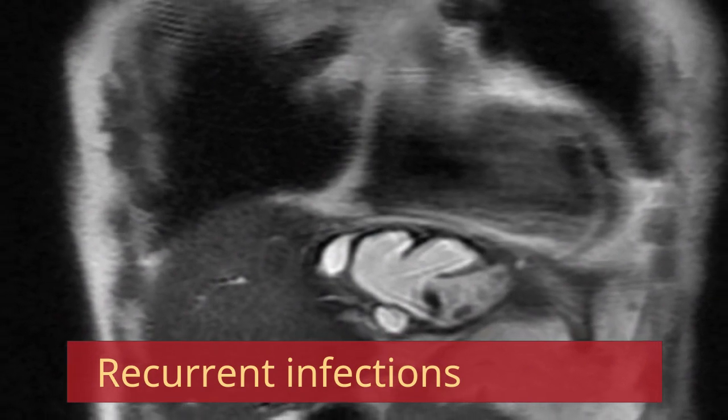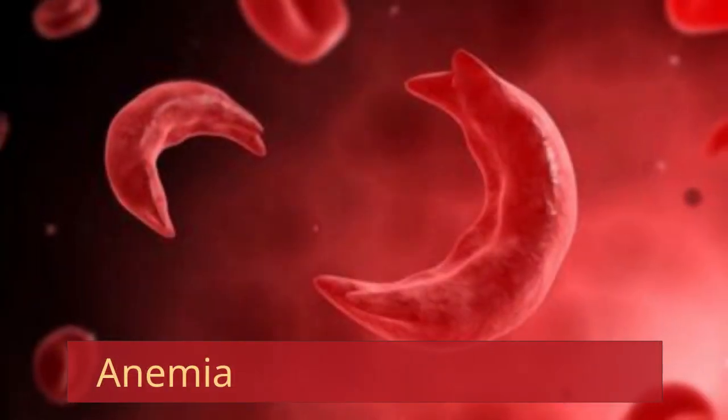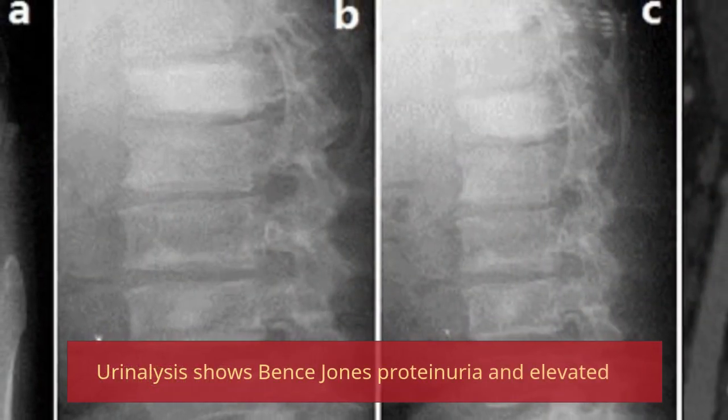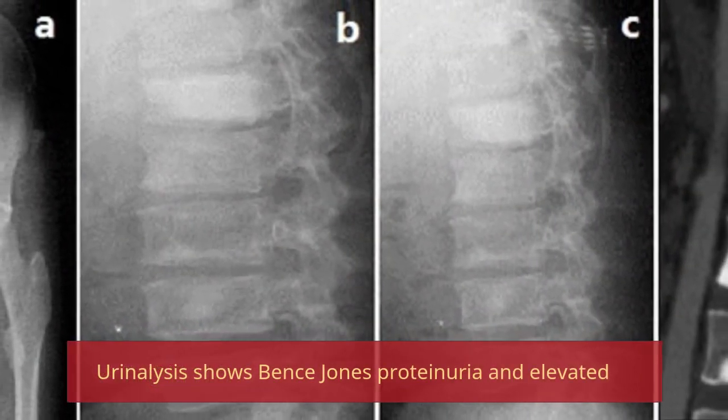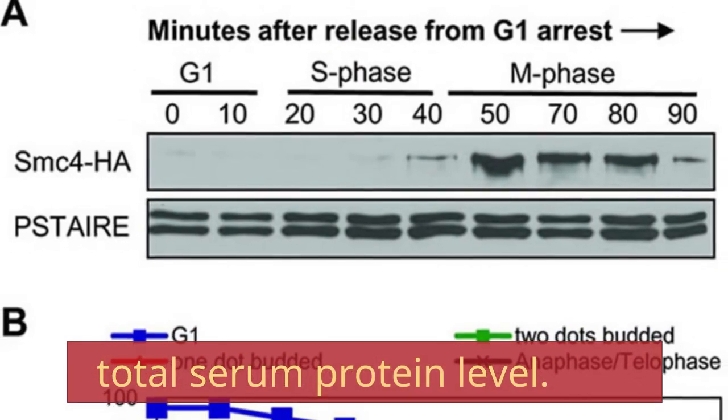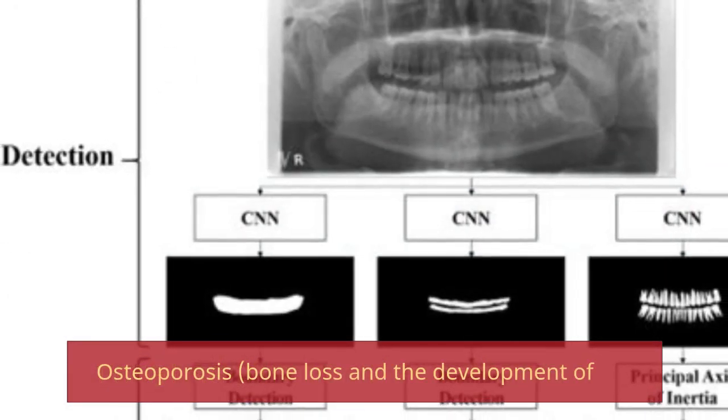Assessment. Skeletal pain, especially in the ribs, spine, and pelvis. Weakness and fatigue. Recurrent infections. The disease typically develops slowly, and the cause is unknown. Urinalysis shows Bence-Jones proteinuria and elevated total serum protein level.